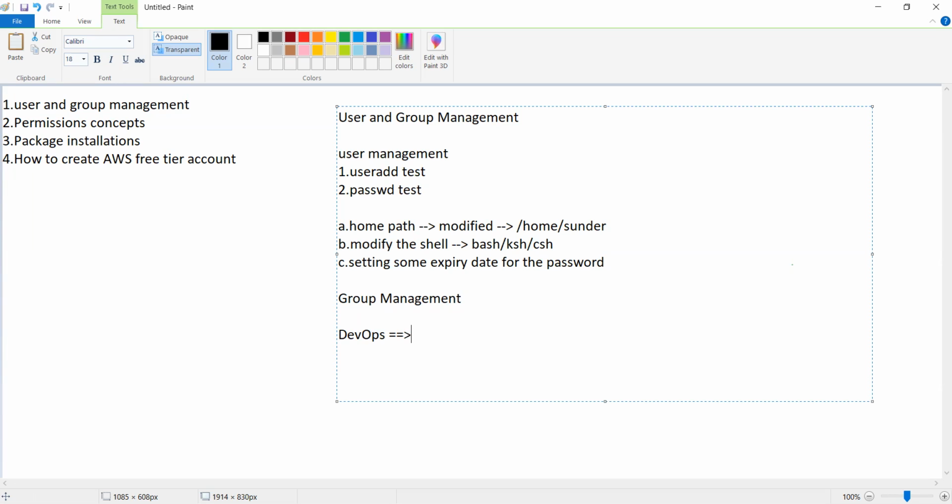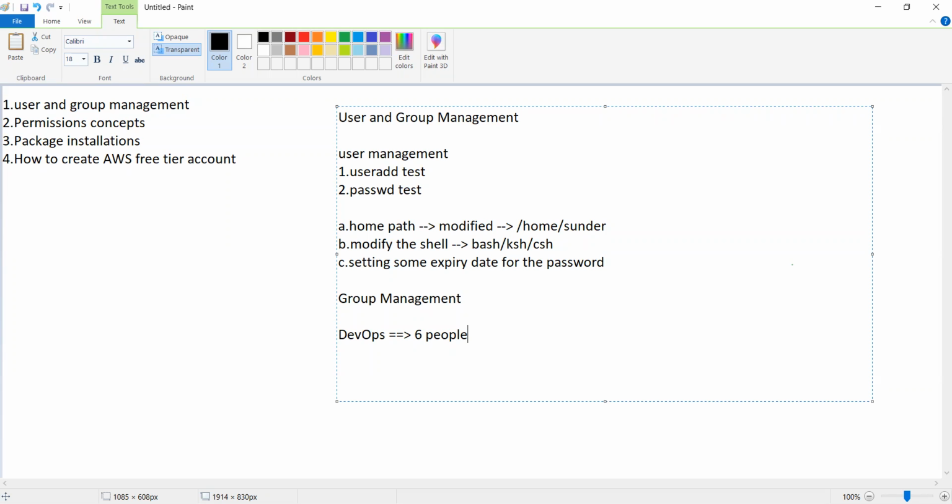In my DevOps team, we have 6 people. Each and every person has a user and password. These 6 people should have DevOps related access. So rather than providing access one user at a time, I will do it at the group level.